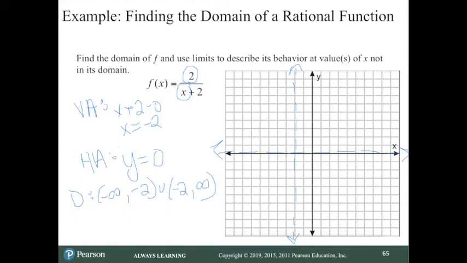Okay, and then we want to find its behavior. So in order to find its behavior, we need to plot some points. Notice that when x equals 0, I don't have an asymptote there. So that's a good place to start. Let's make an XY table. What happens when x is 0? Well, when x is 0, we get 2 divided by 2, which is 1. So we get the point (0, 1).